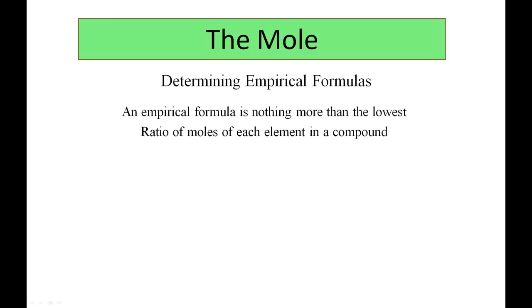So let's talk about empirical formulas. An empirical formula is nothing more than the lowest ratio of moles of each element in a compound. For example, water, H2O, is essentially telling us that there's 2 moles of hydrogen for every 1 mole of oxygen. If you keep that in mind, empirical formulas are actually quite easy.